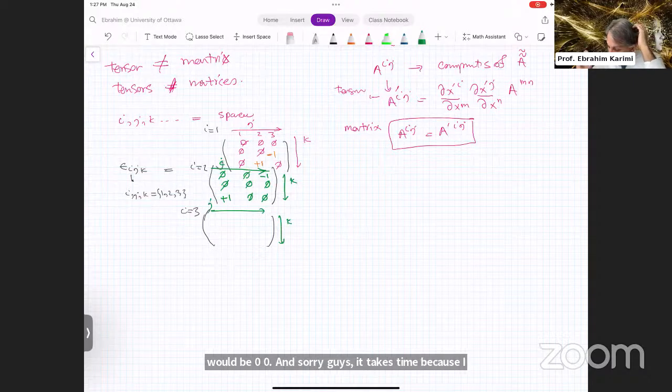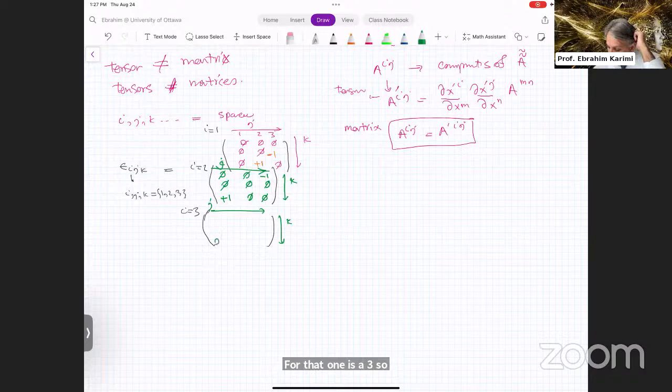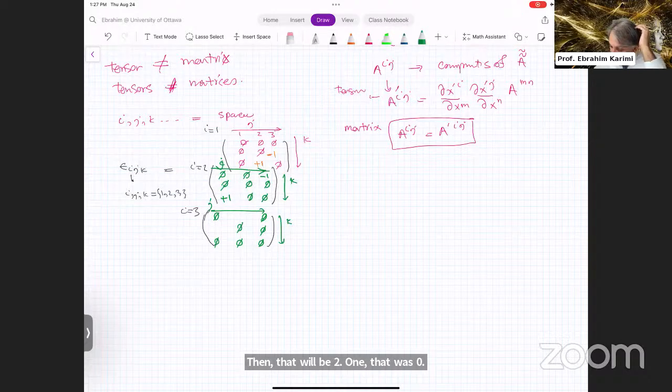That is J. For that one it is a 3. So the 3, definitely J3 is equal to 0. K3 also is equal to 0. Then that will be 2, J1, 1, that was 0. 1, 2, also 2, 2 is equal to 0. That one will be J2, 1, 3, 3, 3, 2, 1, that will be -1. And that will be +1. So you will see that these are matrices, these are a tensor, a pseudo tensor essentially.